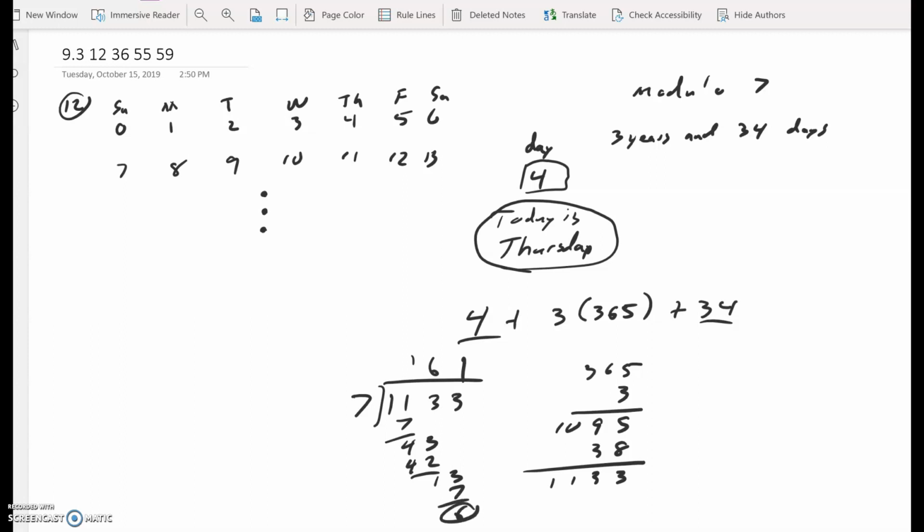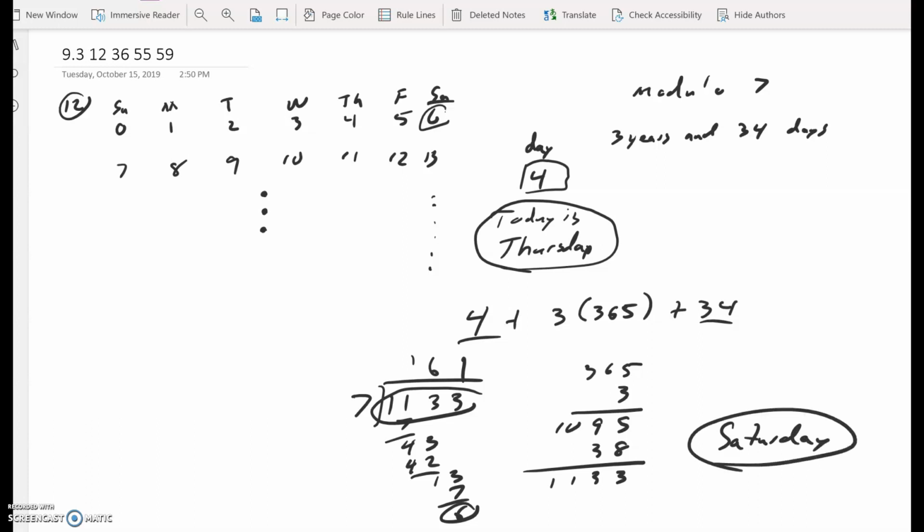The remainder is 6, so this number of days will land in this last column that is headed by a 6. And so the answer is Saturday. And that's a pretty surefire way of doing kind of an annoying problem. Problem 12 is sort of annoying.